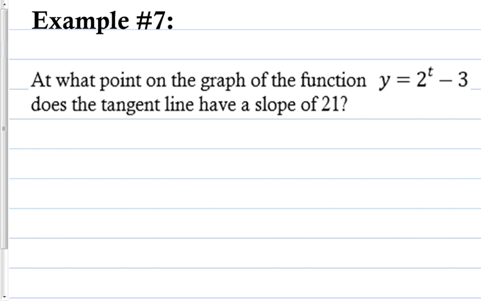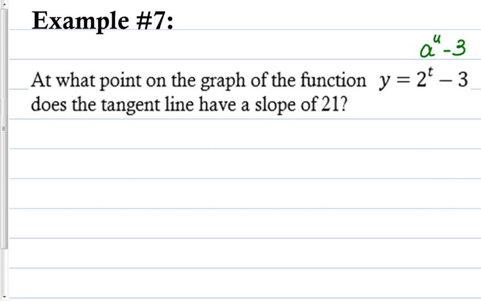All right, last example, example 7. At what point on the graph of the function y equals 2 to the t power minus 3 does the tangent line have a slope of 21? Okay, so first of all, this function is basically a to the u minus 3. That's an a to the u, right? Because the exponent is the variable.